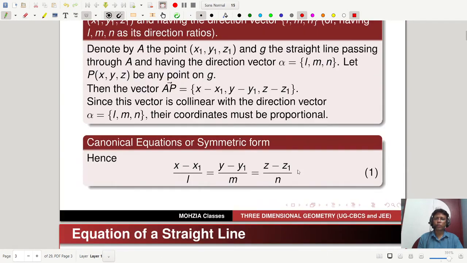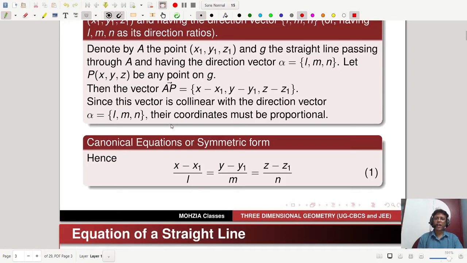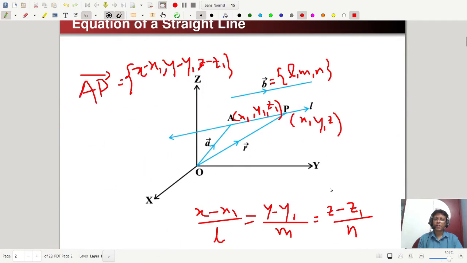So look at that. This is explained here also in the material. Since this vector is collinear with the direction vector, their coordinates must be proportional. So you have the canonical equation or symmetric form of the straight line. This is called the canonical equation or symmetric form of the straight line. Okay. Next.